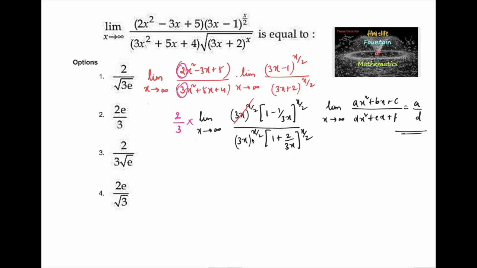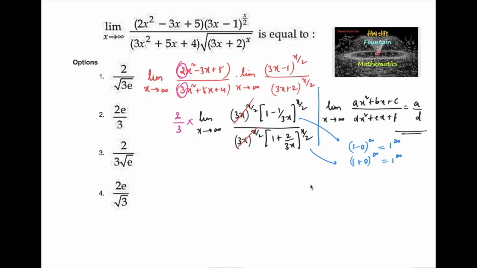So that we can cancel 3x power x by 2. And we can also say that as x tends to infinity, the numerator is 1 minus 0 whole to the power of infinity, that is 1 power infinity form. Similarly, the denominator is also 1 plus 2 upon 3 into infinity, that is 1 plus 0 whole to the power infinity. Both are in the case of 1 power infinity.